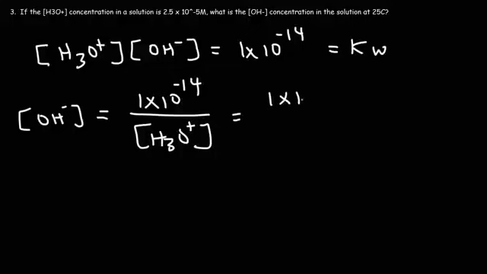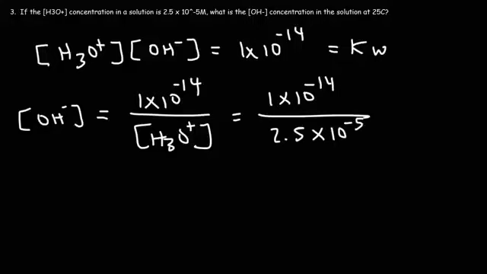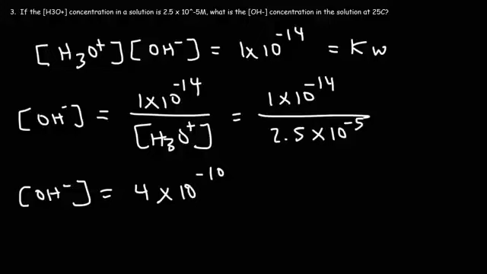So it's 1 times 10 to the negative 14 divided by 2.5 times 10 to the negative 5. So the hydroxide concentration is going to be 4 times 10 to the negative 10. So that's the answer for number 3.